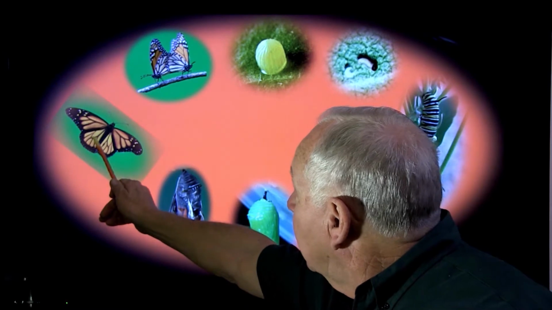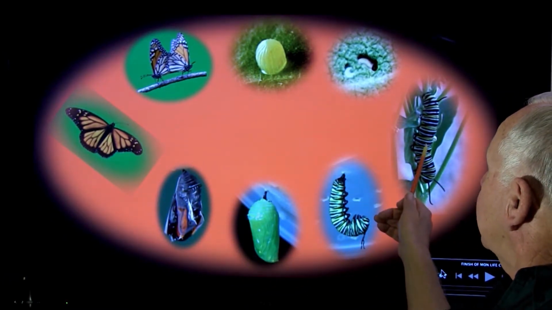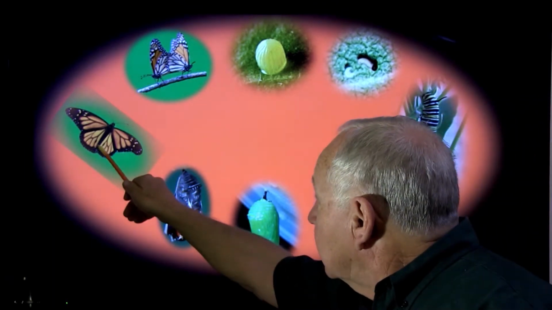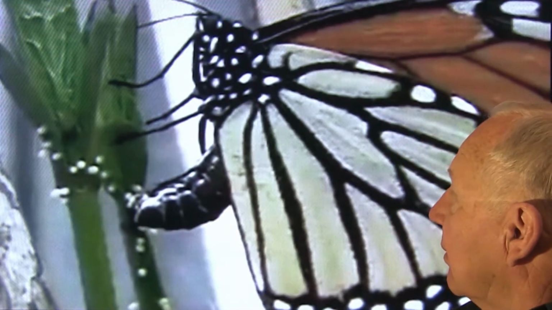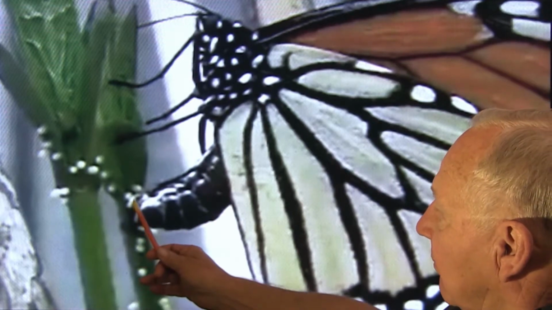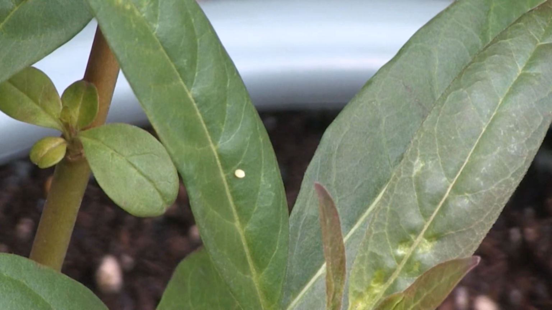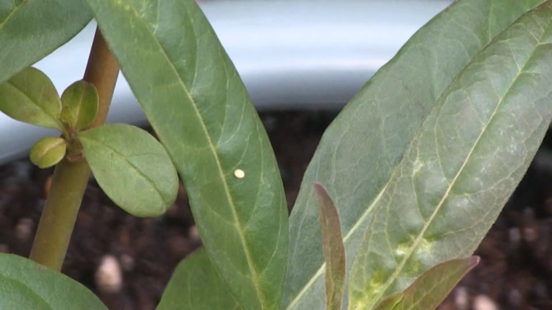Life cycle: adult, egg, larval stage, the caterpillar, pupa stage, the chrysalis, back to the adult again. Here she is, laying eggs on milkweed. Most butterflies are particular as to where they lay their eggs. She lays eggs only on members of the milkweed family, maybe 400 eggs. This gives you an idea of the size of the eggs. Normally they'll lay the eggs underneath the leaves.